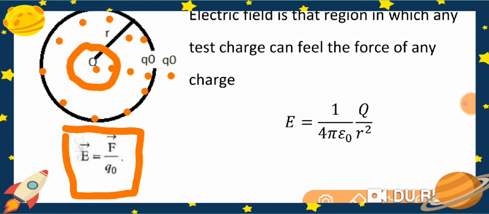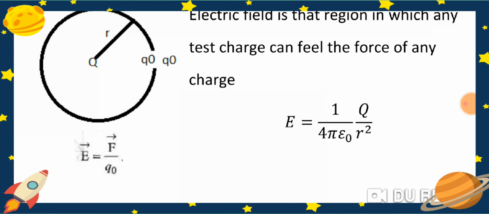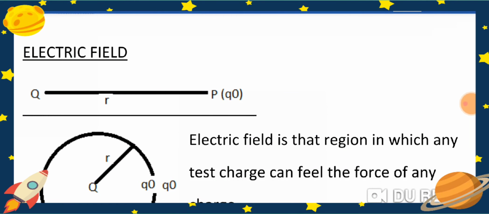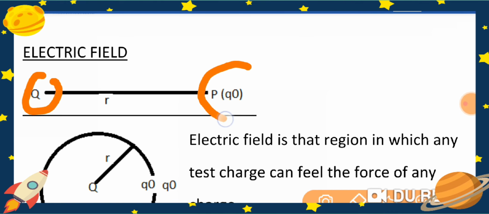So, we can write the force experienced per unit test charge is called the electric field of any charge. Now, if we consider this diagram in terms of electric force, you can see this is charge Q, this is charge Q naught at any point P, and the distance between them is R. So, here we can apply the force.